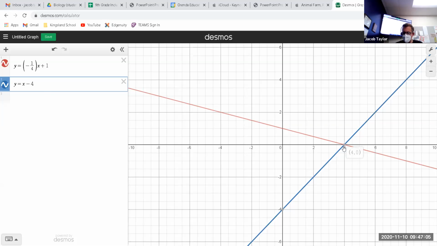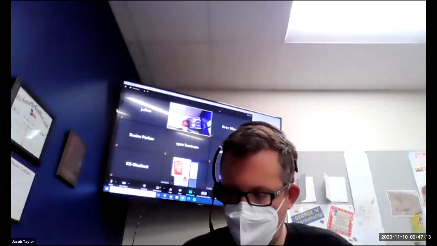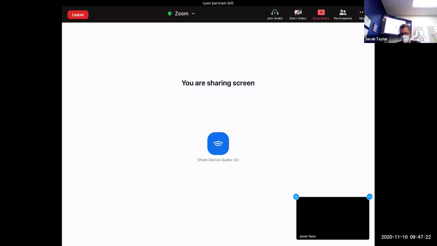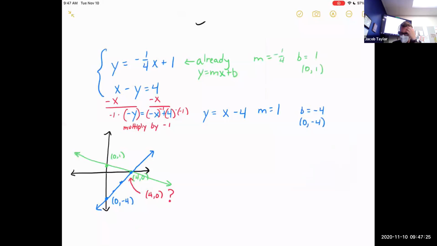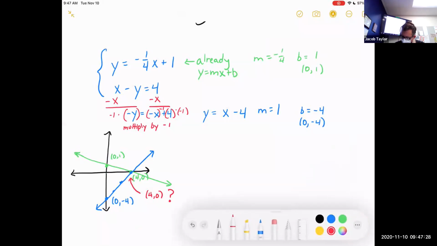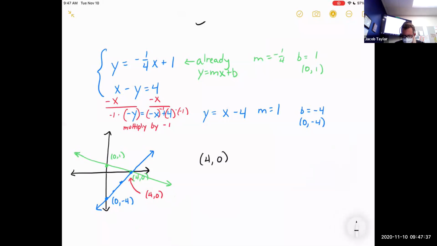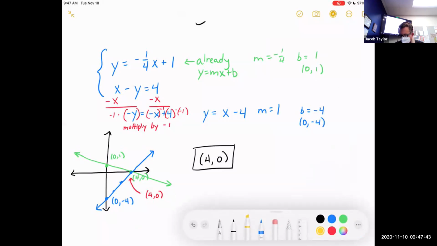You should never, ever, ever base your answer off of your sketch. That is not a great idea, because your sketch is probably not going to be the most accurate thing in the whole wide world. Always use a calculator or technology of some kind. So now I'm going to go back to my notes, and I'm going to erase this question mark because I just confirmed that 4, 0 is the answer. So the solution then is the coordinate 4, 0. That's my answer. So I'm going to make sure that I box and highlight and color and otherwise indicate that's my answer. But what does that answer mean?